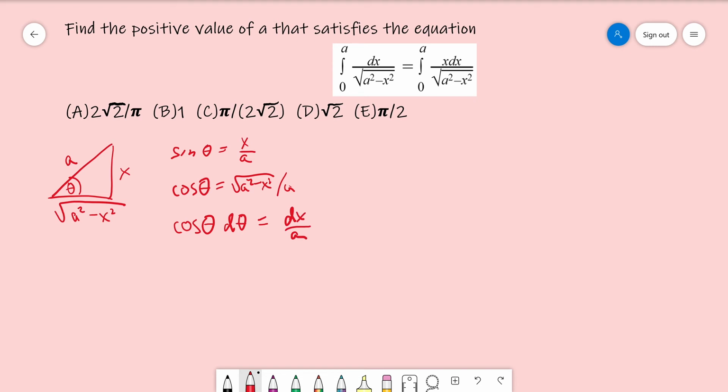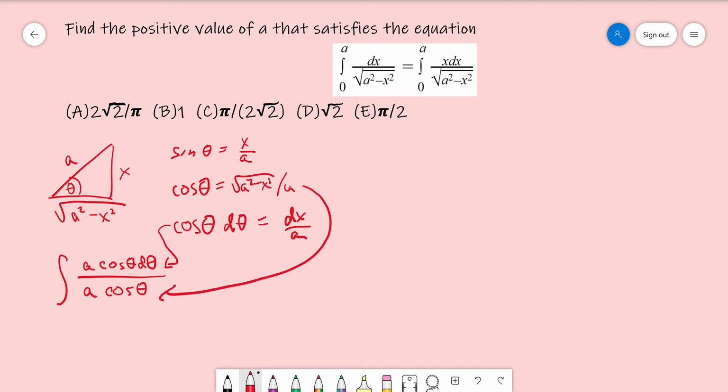Now we can rewrite the integral. dx is going to be a times cosine theta times d theta. And then the denominator, square root of a squared minus x squared, is just going to be a times cosine of theta. Okay, we used this here, and we used this here.